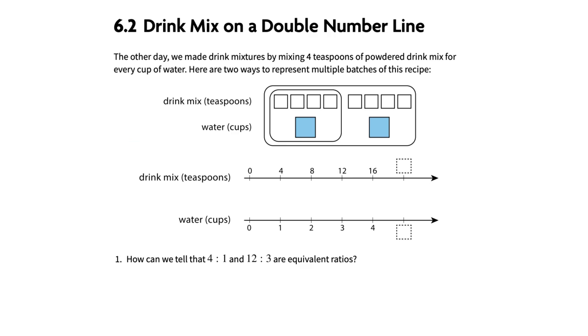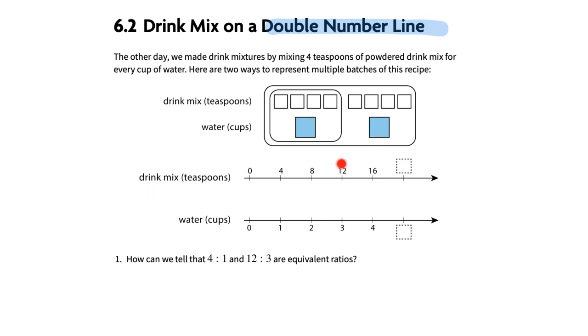All right, we're going to introduce this new thing called a double number line. And the double number line is really a cool thing. It's a great way for us to understand ratios and equivalent ratios. So the other day we made drink mixtures by mixing 4 teaspoons of powdered drink mix for every 1 cup of water. So here's a way to represent that. In one batch right here, as indicated by this circle, you've got a ratio of 4:1. But if you have a second batch, now suddenly you have another 4:1, so a total of 8:2.